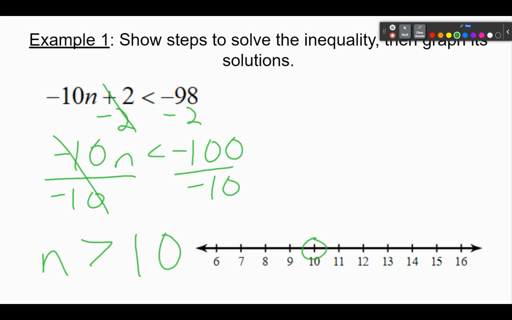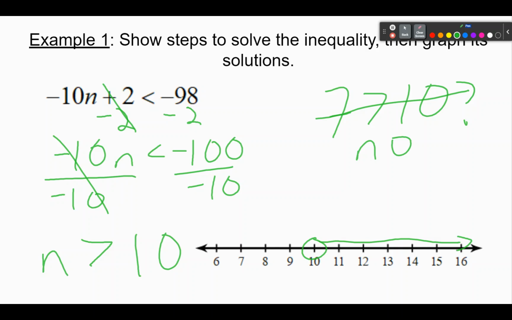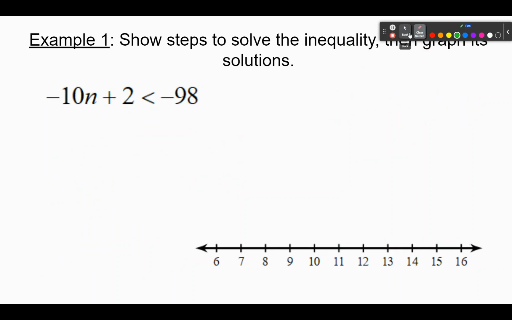Open circle on 10. Is 7 greater than 10? No. So we are going to go this way. 16 is greater than 10, so we know that it is true that direction.